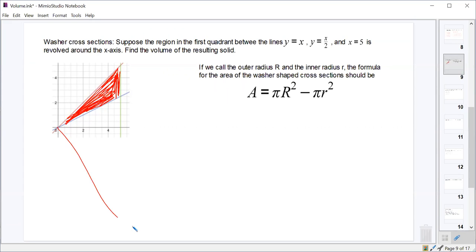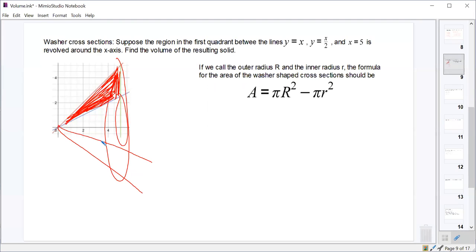So what does that do? It gives us something like this, where we've now got this outer piece with a cone sort of pulled out of the middle of it. We all sort of visualize that, hopefully. Okay. And so what do the cross sections look like now? They look like washers, right? These are washer cross sections.